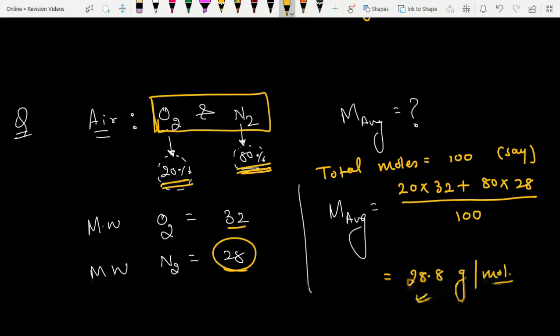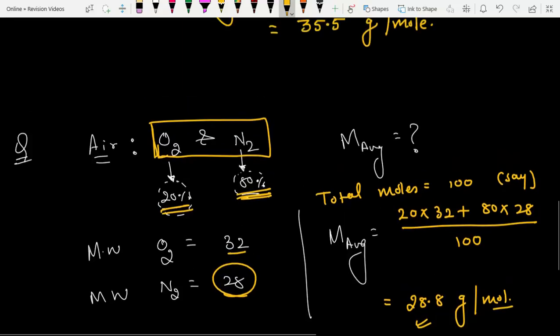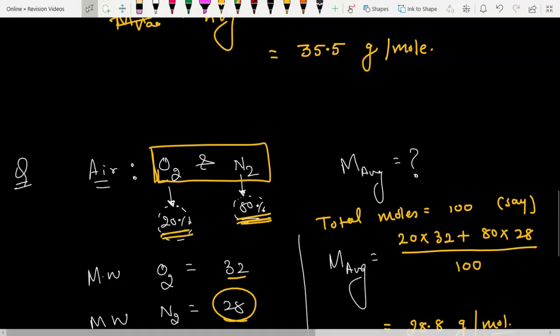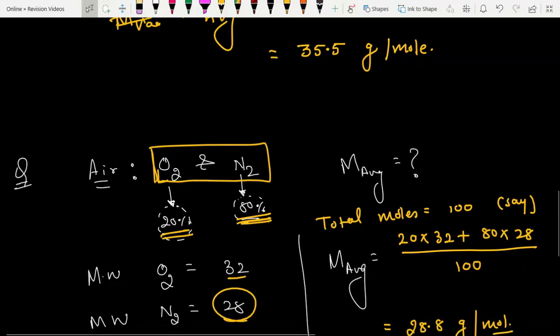So what I'm trying to say here is you can calculate average molar mass as well as average atomic mass. The formula is going to remain the same. The only thing that's changing is m, which is atomic mass in the case of average atomic mass, and it is the molar mass of individual components in the case of average molar mass. So I hope this video made you understand how to calculate average atomic and molar mass.